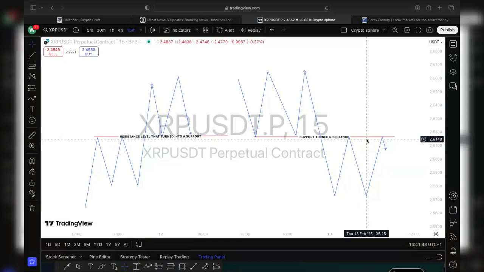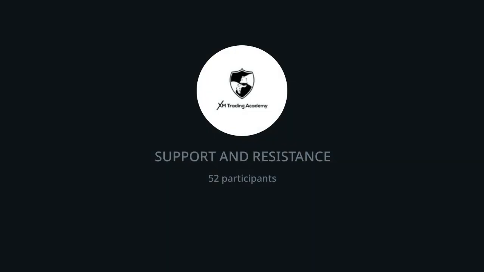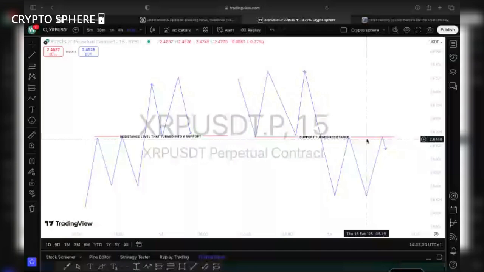Let me answer the next question. Is there a reason why a resistance level is changed to a support level as shown in the illustration? Yes. The only reason is the market is transitioning from buying to selling, or selling to buying. Like I said earlier, and I'll repeat it, we have two participants in the market, the buyers and the sellers.